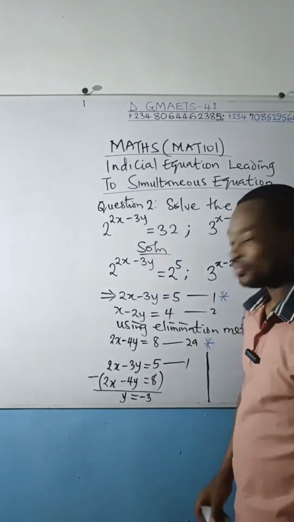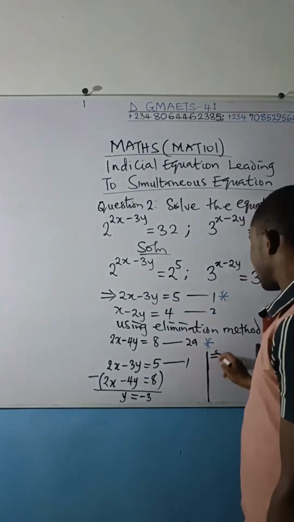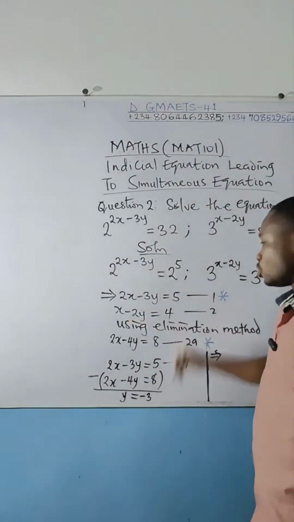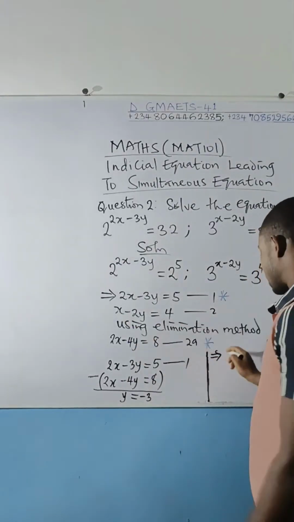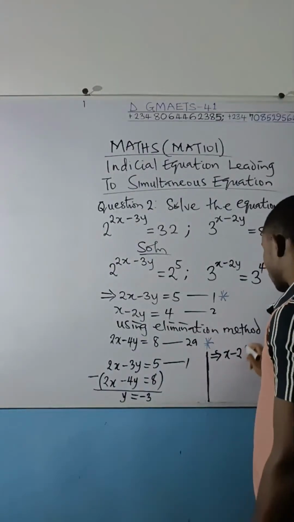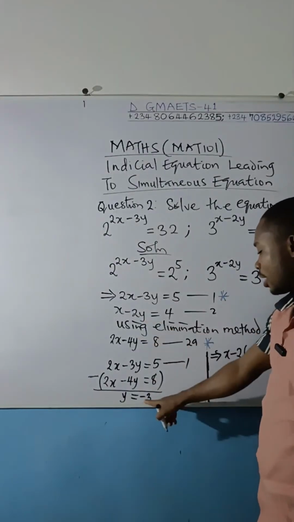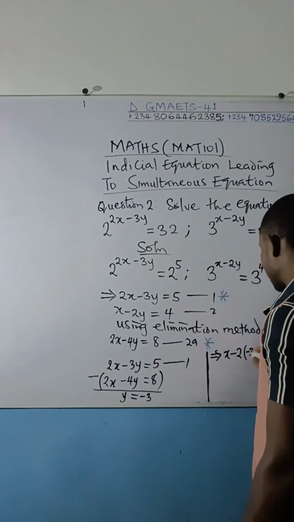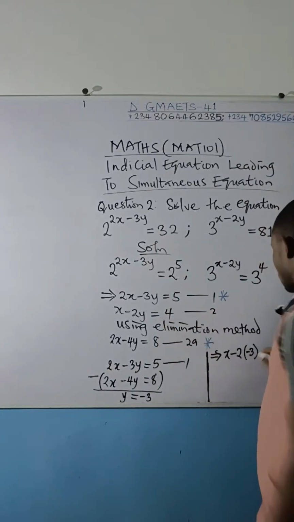Let's move. So it implies that going to equation 2, you're looking for x, you write your x minus 2y, you fix your 2, bracket, what is the value of your y? Minus 3. Make it equal to 4.